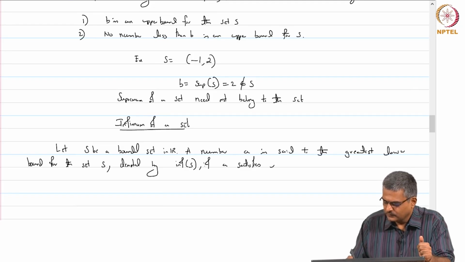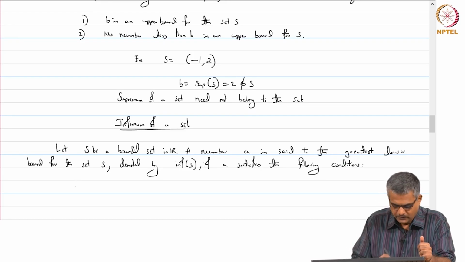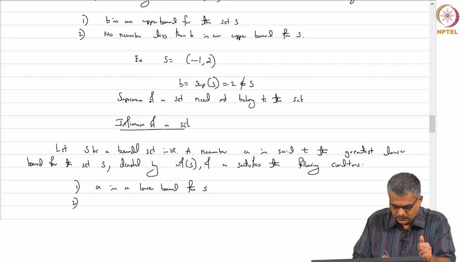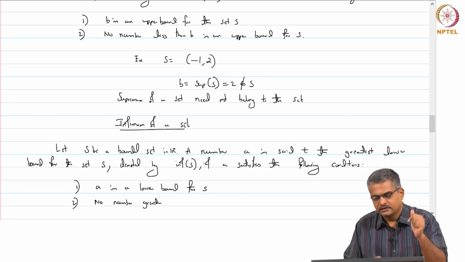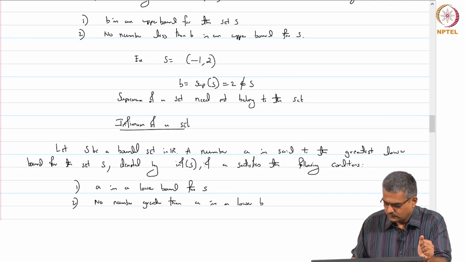And what is that? A is a lower bound for S. Second is no number, unlike here where there was no number less, here no number greater than A is a lower bound for S.